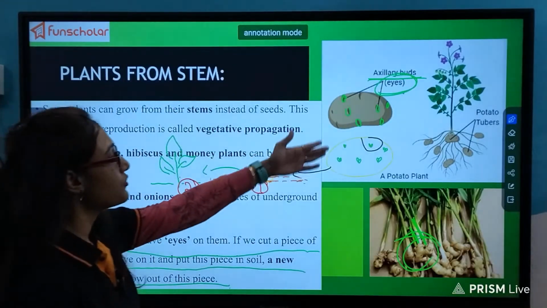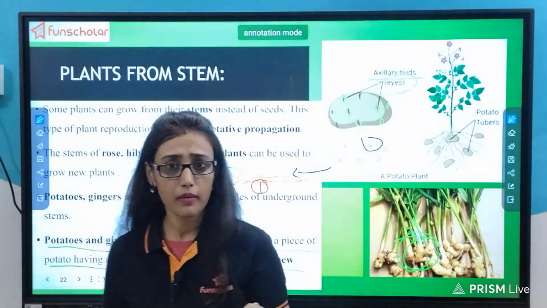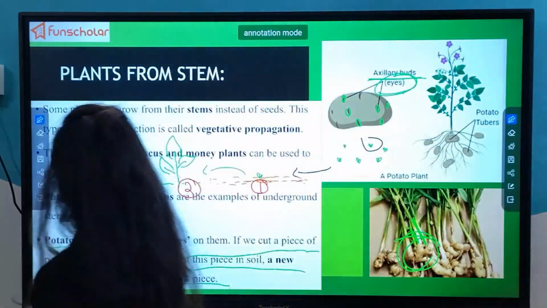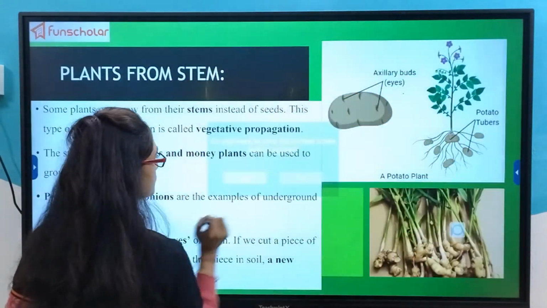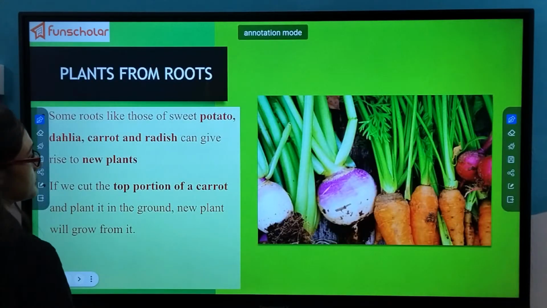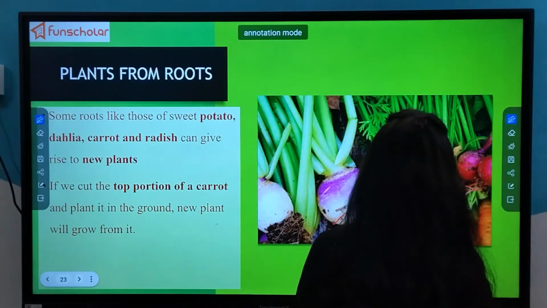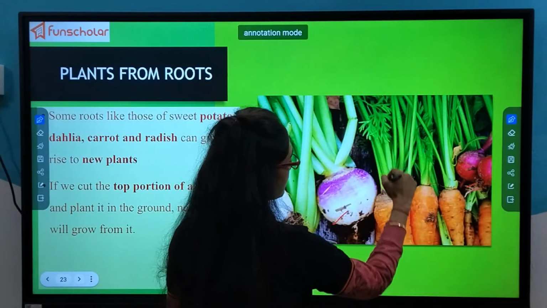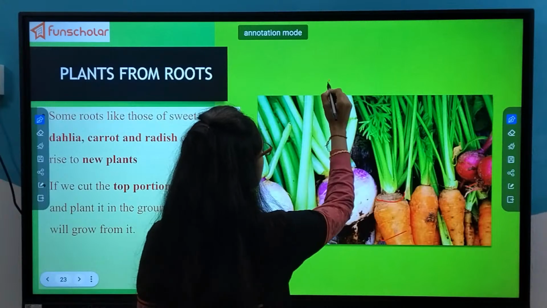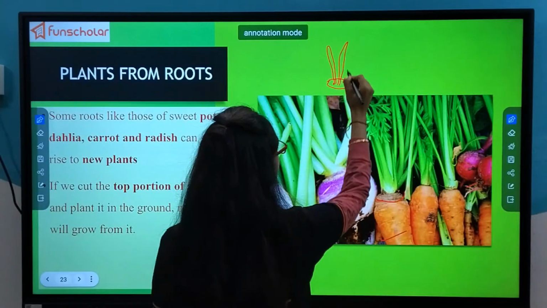Understood? Understood how from stems a new plant is formed. Understood how from an underground stem a new plant is formed. Now let us go to roots and leaves. So from roots, see, this is carrot, this is radish, this is beetroot. This has a green part, you have to just cut this part. Okay, if you cut this part, it will look like this.